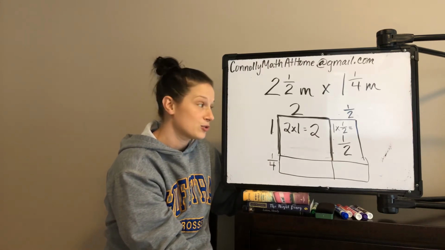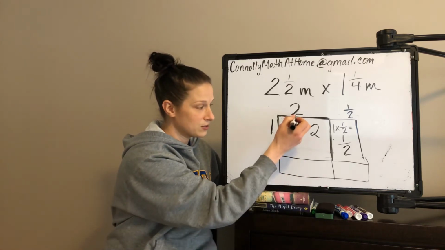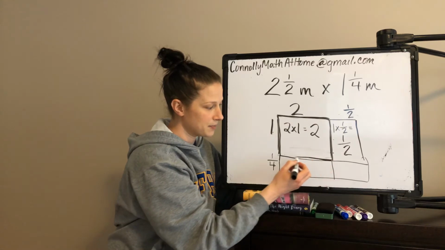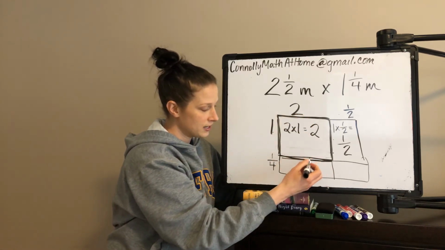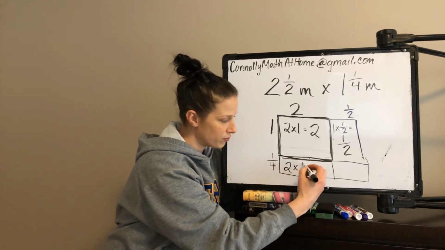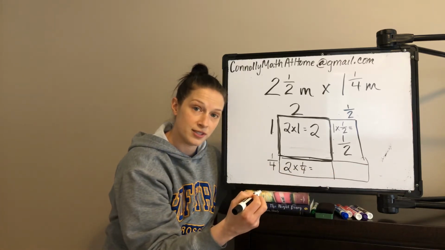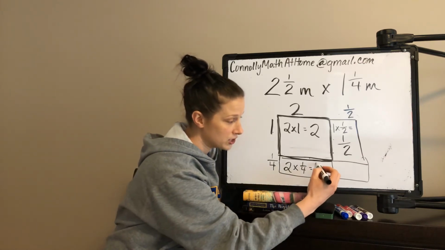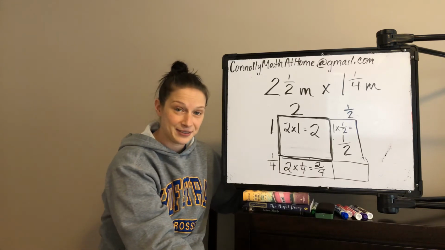All right? So how are we feeling so far? Just checking in. I'm sure you can predict what's going to happen down here. So we know that the width here is 2. Opposite sides in a rectangle are equal. So we multiply 2 times 1/4. And you know 2 groups of 1/4. We can use repeated addition. 2 groups of 1/4 is the same as 1/4 plus 1/4, which is 2/4. All right? I hope you're still with me.